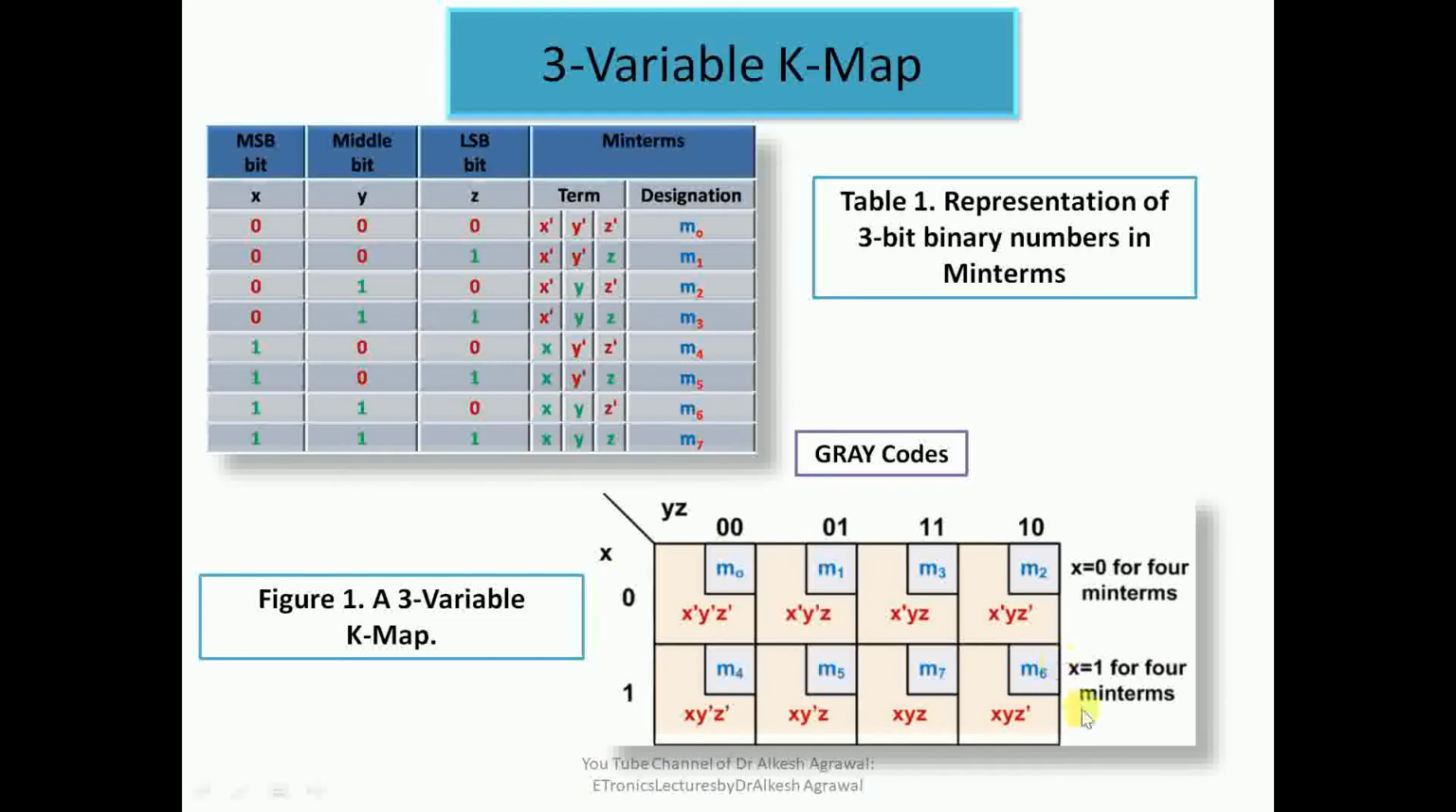So this is a three variable K map. Why is it called a three variable K map? Because we have depicted three variables x, y, and z. The x variable is written as 0 for this row, and x is depicted as 1 for this particular row. Each row has four columns, so in all we have two rows and four columns.